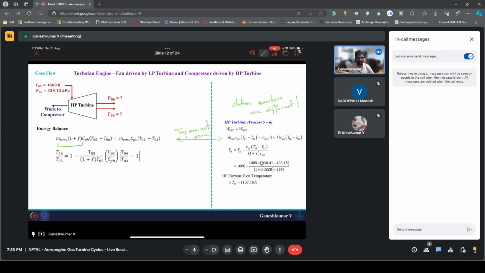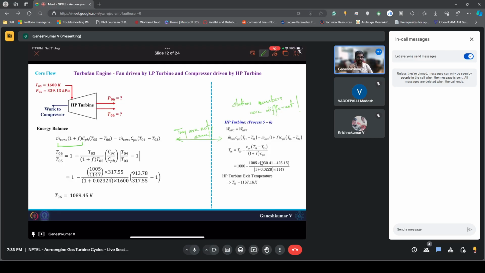So you can rearrange to get this formula which we know, and you can substitute these numbers. If you substitute these numbers, can you calculate and tell me what T06 would be? T06 would come out to be 1089.45 Kelvin. This is the HP turbine exit temperature, which has driven the whole compressor.